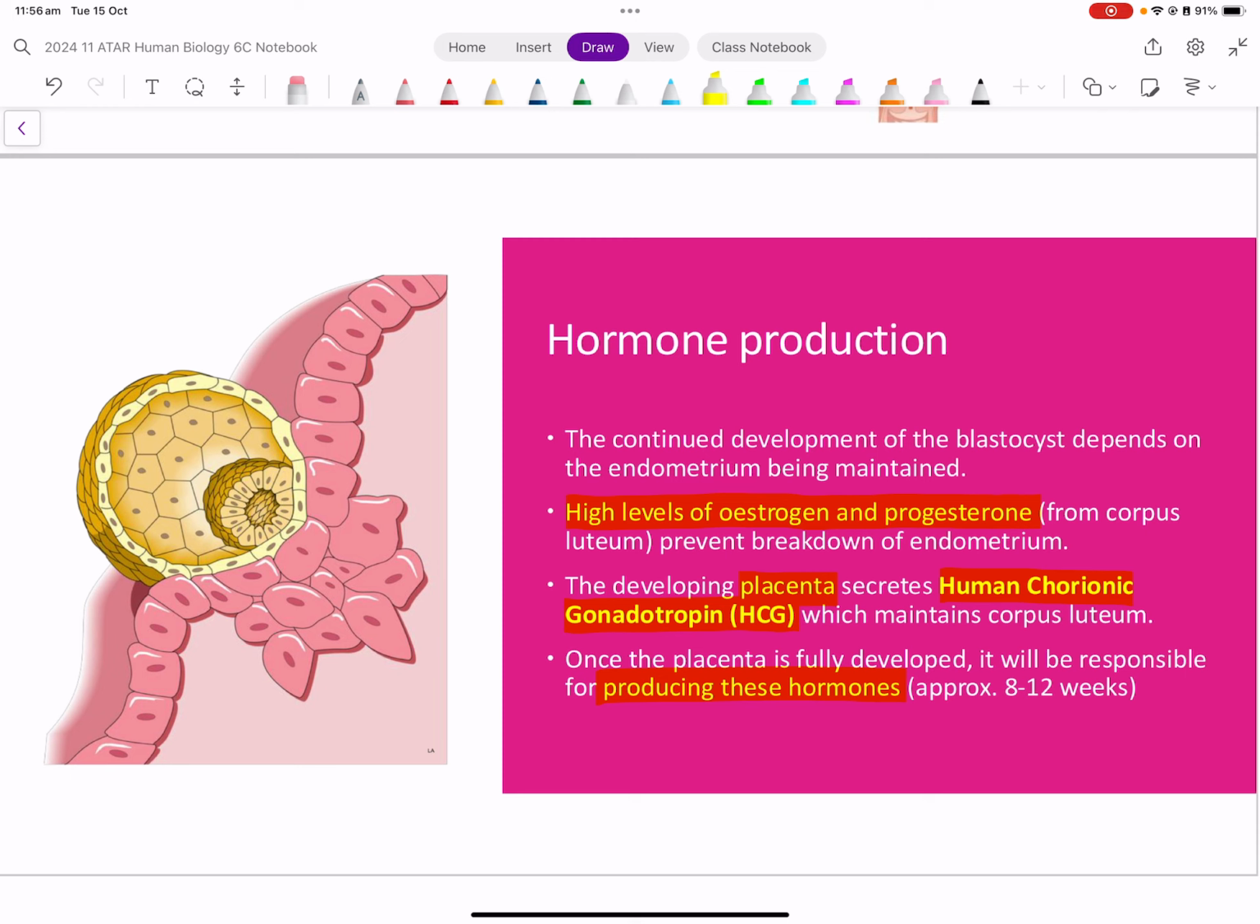At 8 to 12 weeks, it's then going to transition over to the placenta releasing estrogen and progesterone, and the corpus luteum can gradually degenerate into the corpus albicans.